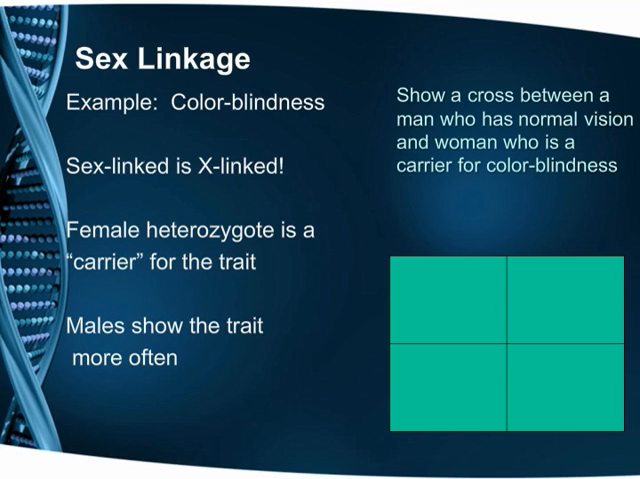After doing this, you will see the possible offspring for the children. You might have X big B X big B, a total normal girl, X big B Y, a total normal boy. You might have X big B X little b, a carrier girl, or X little b Y, a colorblind boy.